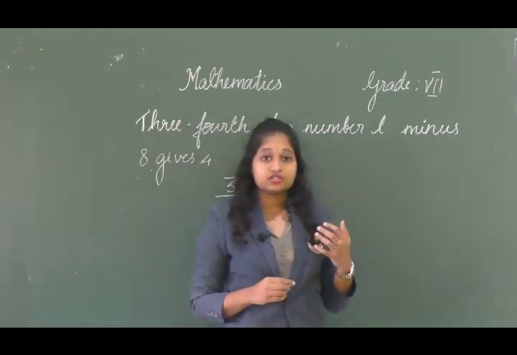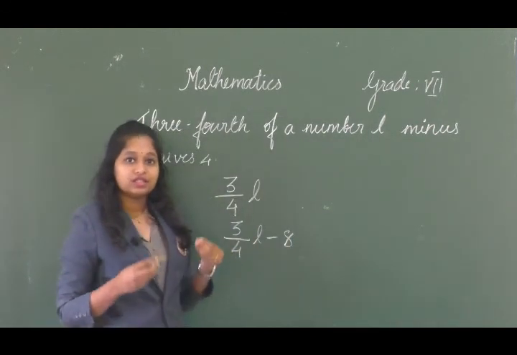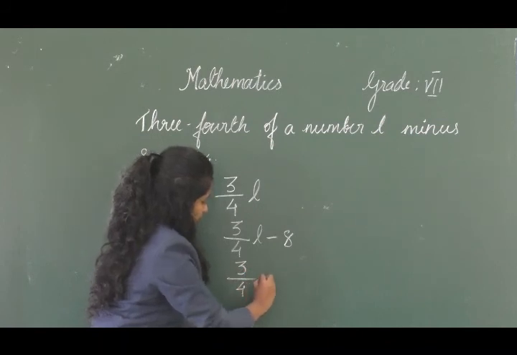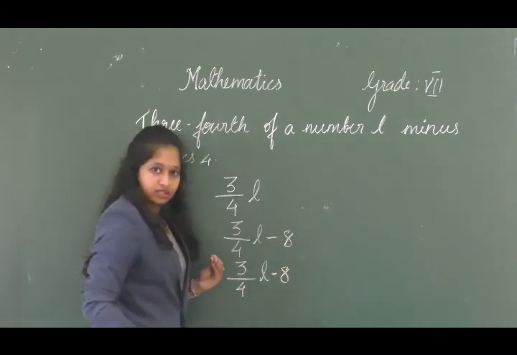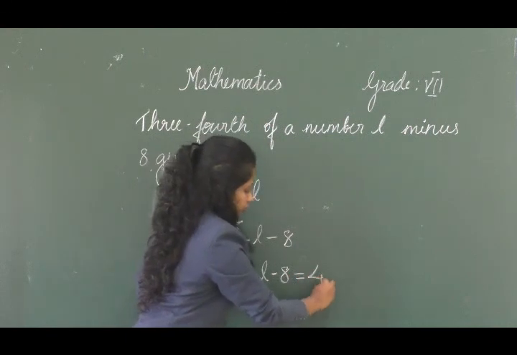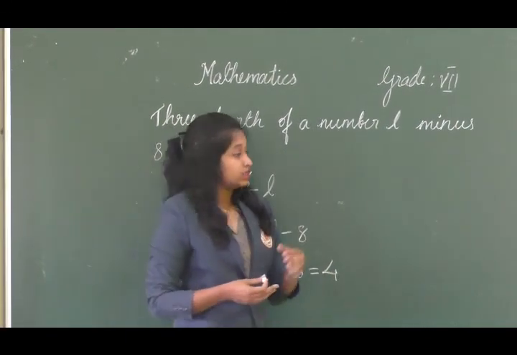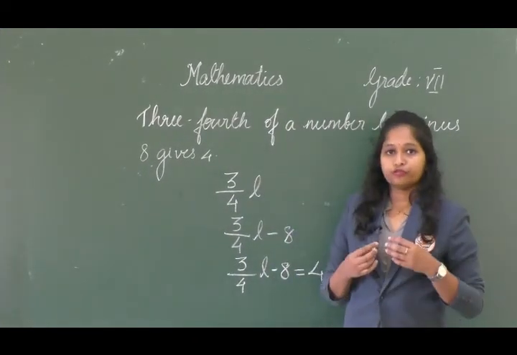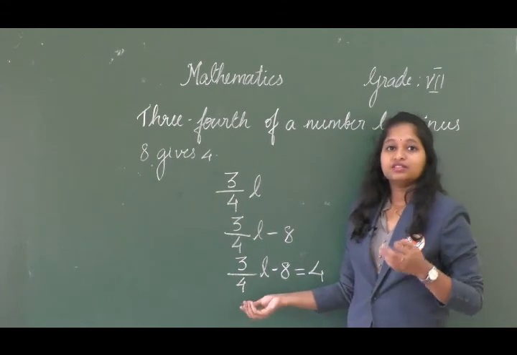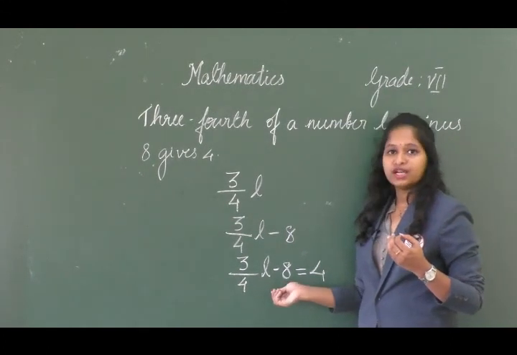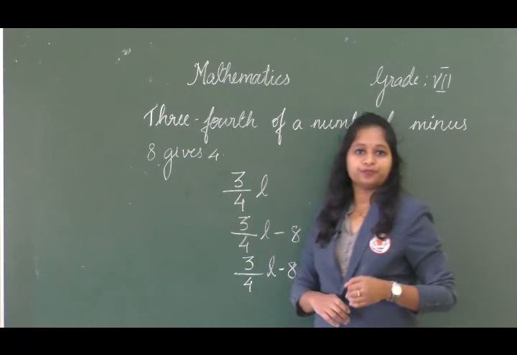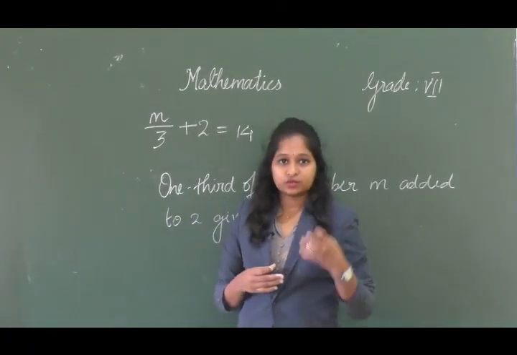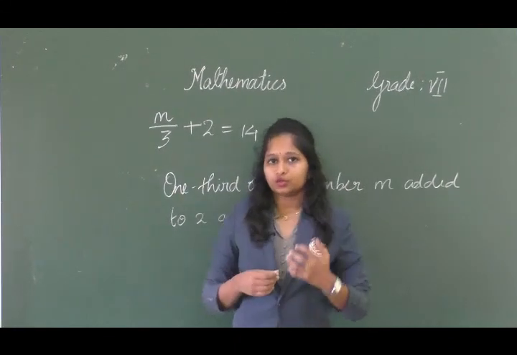And what else? It gives 4. Gives means equal to. Okay, so finally we can write 3/4 L minus 8 equal to 4. So children, 3/4 of a number L minus 8 gives 4 can be written as 3/4 L minus 8 equal to 4. Got it? So children, in the previous example, we converted one statement to an equation.